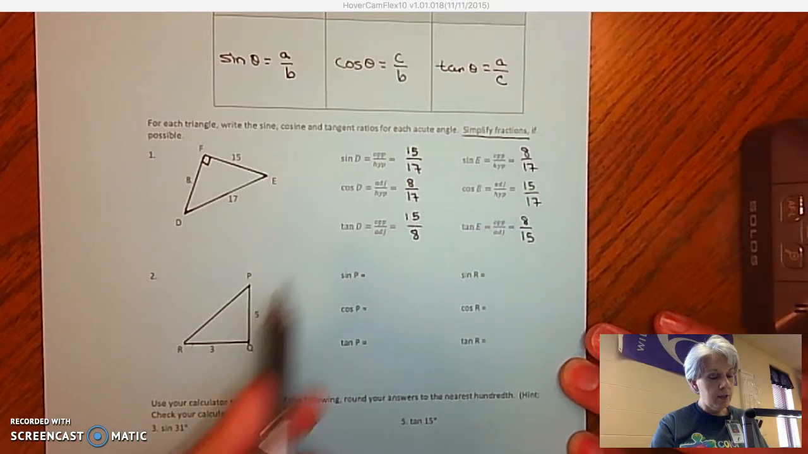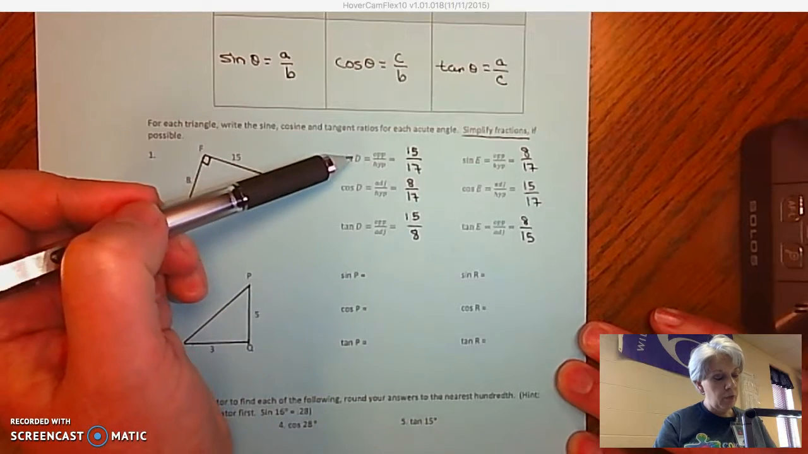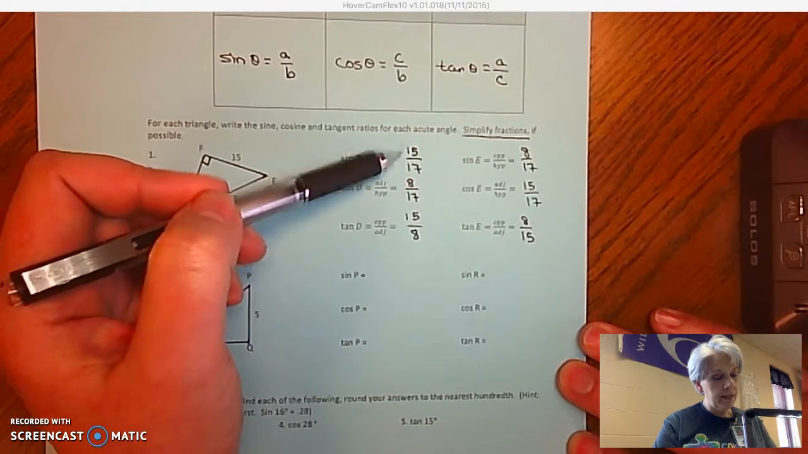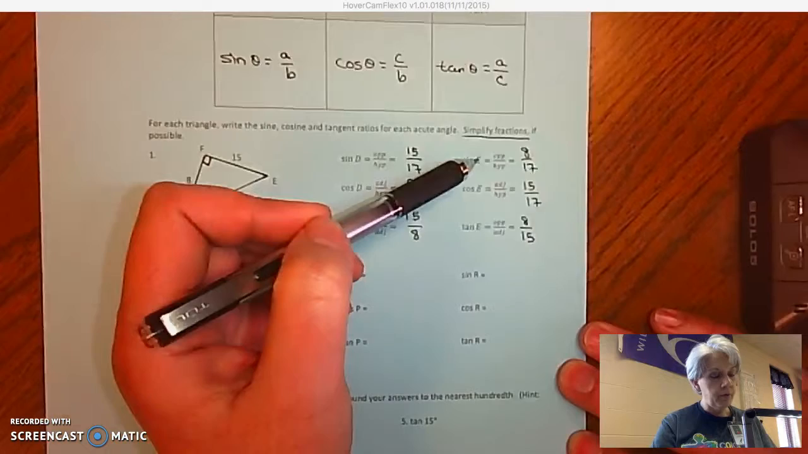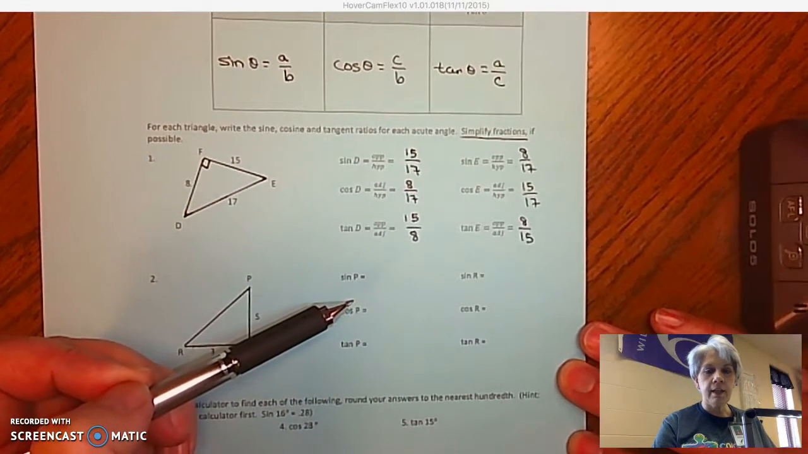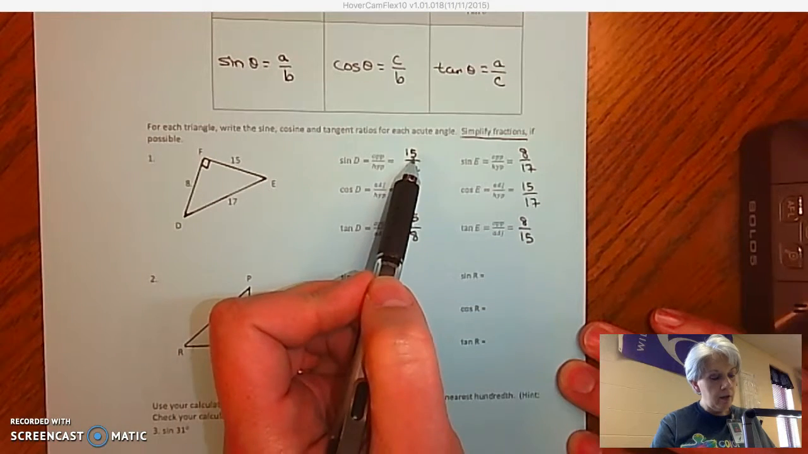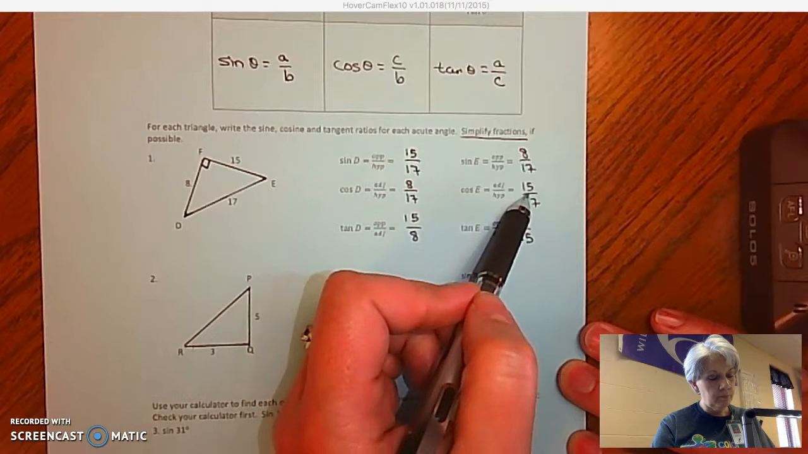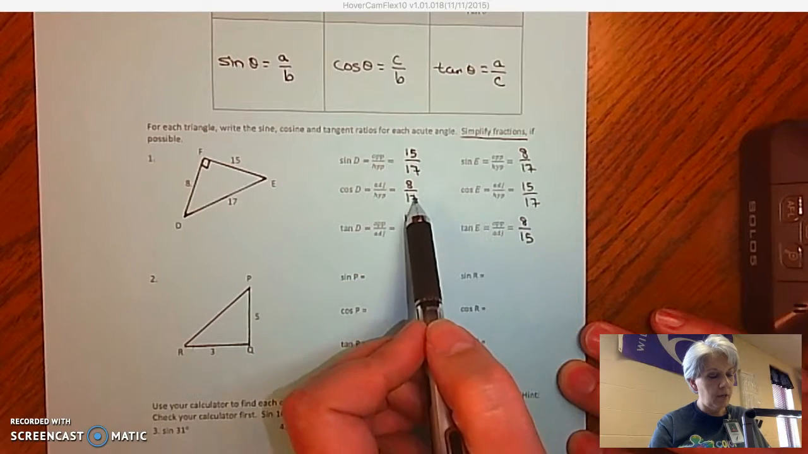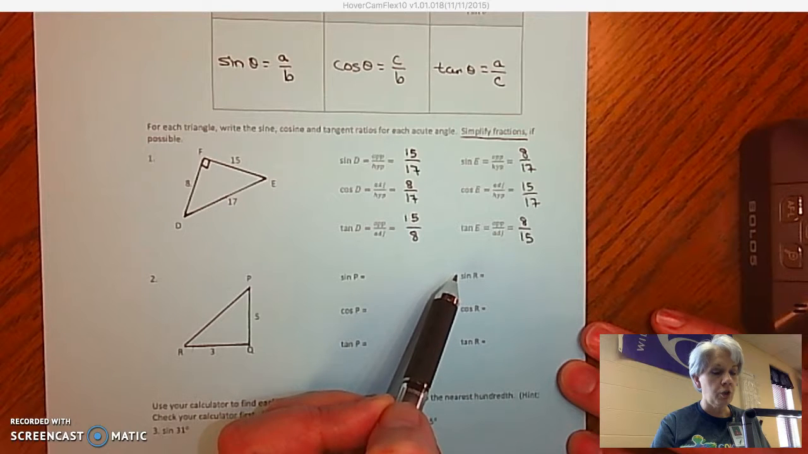Okay? So none of these did we have to simplify, but I do want you to look here. When we're referencing angle D, these are the ratios. When we reference angle E, these are the ratios. Do you notice anything that they may have in common? These here are the same, and these are the same. Because remember, opposite and adjacent refer to which angle you're looking at.